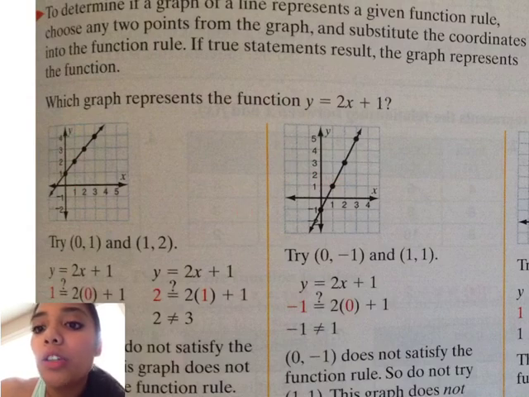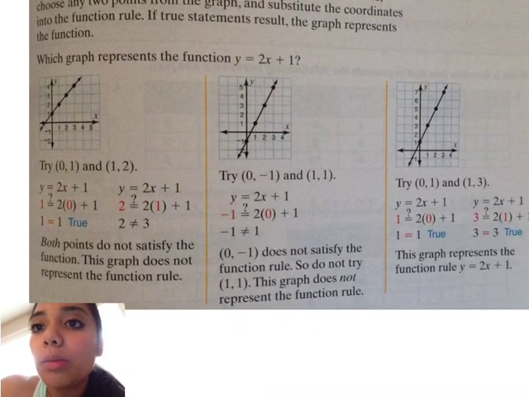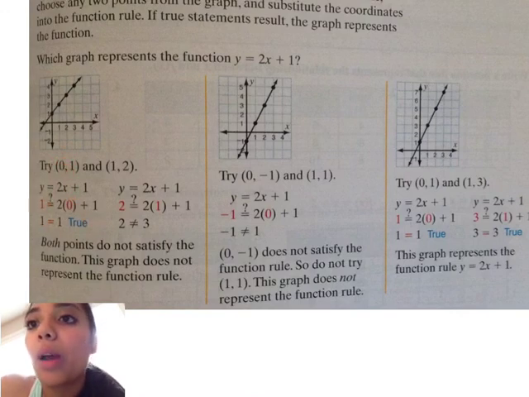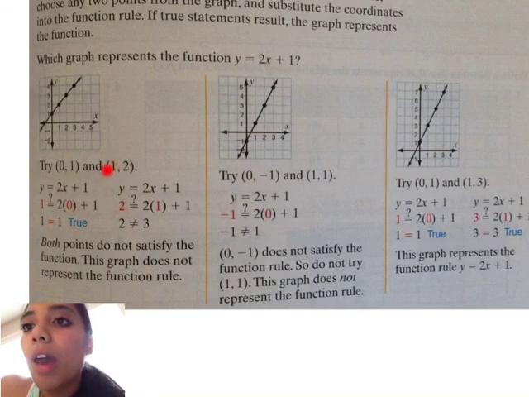So if this was my equation, y equals 2x plus 1, I substitute my values in. So if y equals 1 and x equals 0, I plug it in. 1 equals 2 times 0 plus 1, 1 equals 1 is true. I'm going to try one more because it might work for one and not the other. So if y equals 2 and x equals 1, I plug it in. 2 equals 2 times 1 plus 1. 2 times 1 is 2, plus 1 equals 3, and 2 does not equal 3. So this one is not that function.